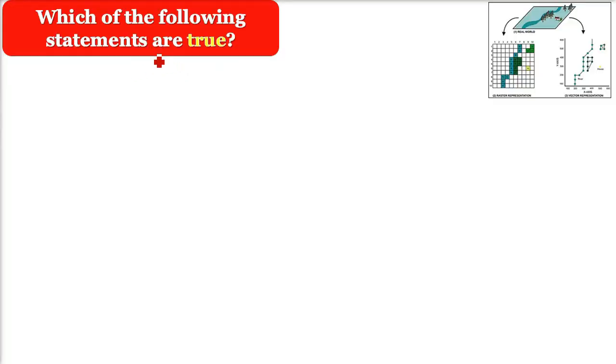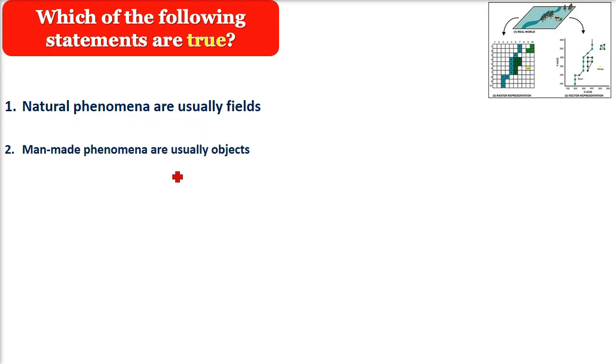Which of the following statements are true? Now, in terms of GIS, natural phenomena are usually fields. Man-made phenomena are usually objects. Both 1 and 2 are true. None of the above. Now, what do you think is the correct answer?